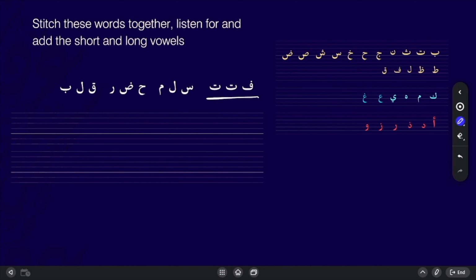It's going to be futatun. Fu sounds like a short vowel. Ta is a long vowel. Tun is the ta with the double dhamma for the nasalized sound.